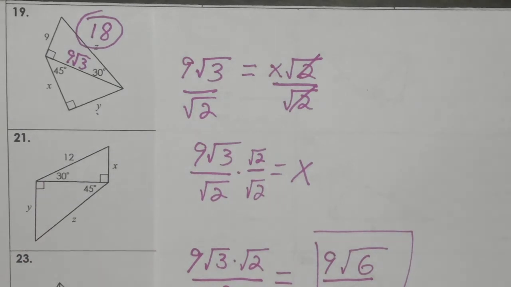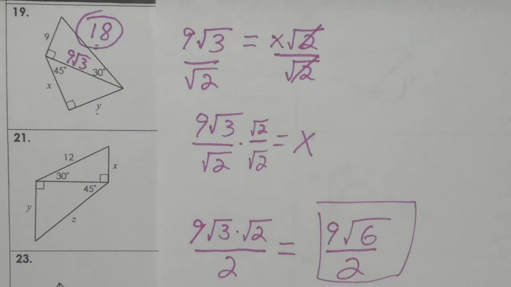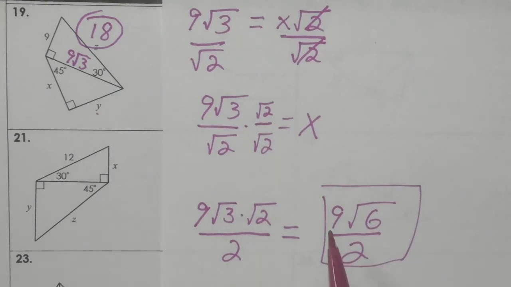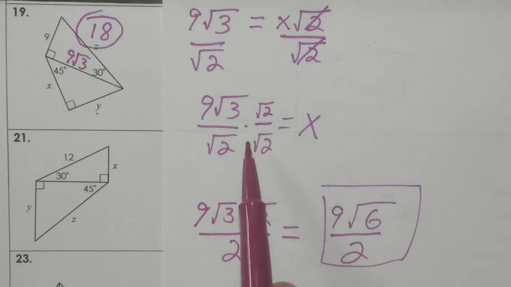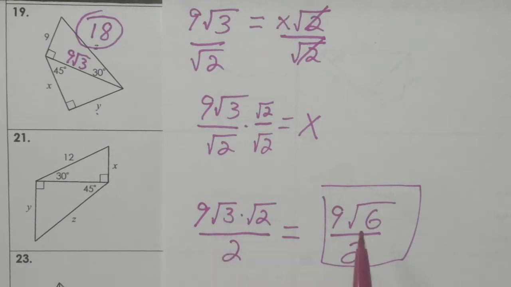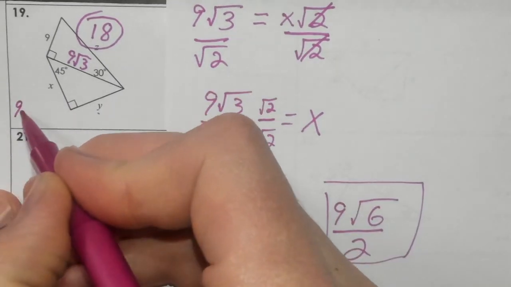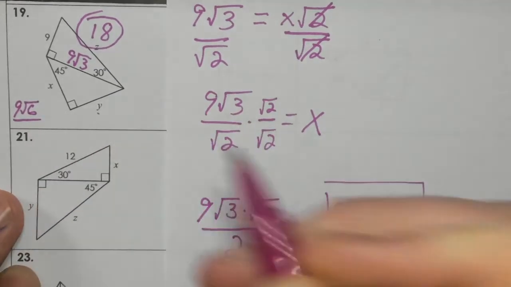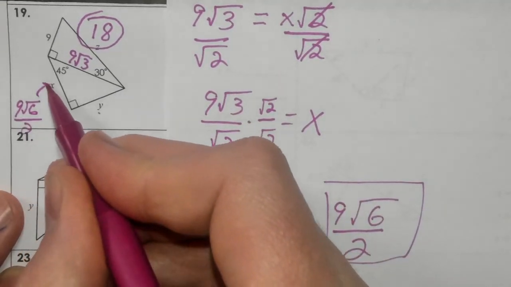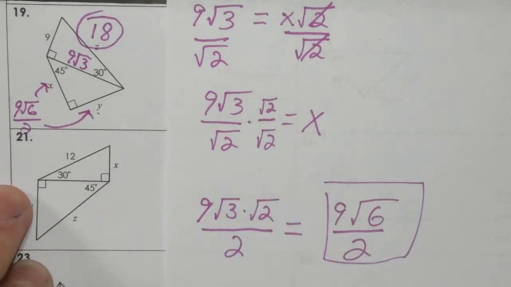I just looked up at my computer screen and noticed that that's cut off, so let me roll up a little bit. There you go. So when I multiplied these two, I had 2 in the denominator, and then I multiplied square root of 3 times square root of 2 to get the square root of 6. So this is one of the legs. Well, we know in a 45, 45, 90 that the legs are the same. So both of these are going to be 9 square root of 6 over 2. That's that leg and that leg.